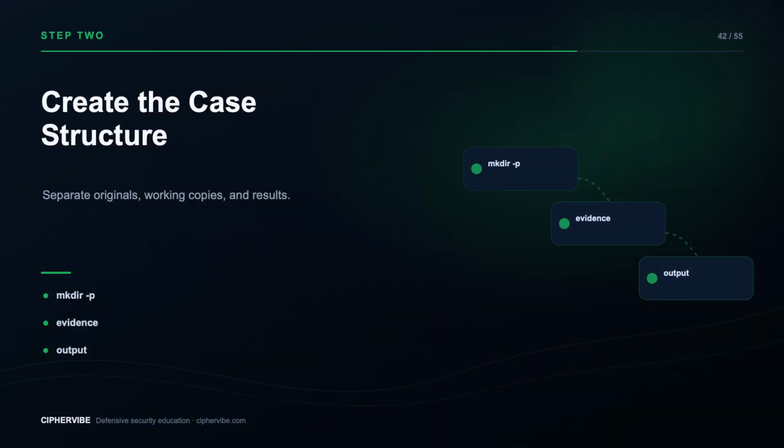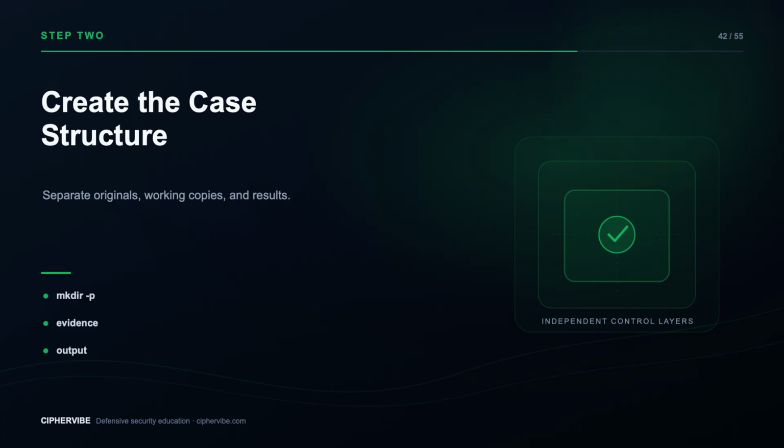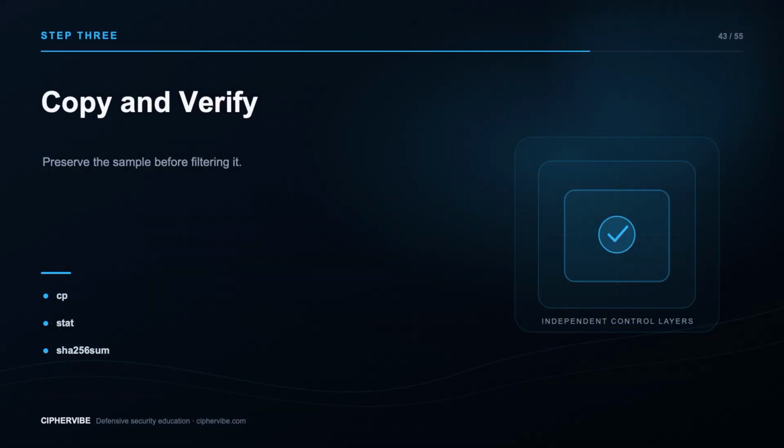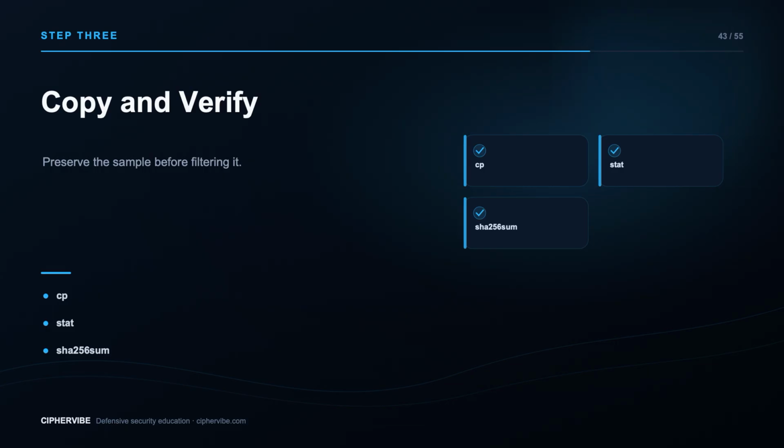Create evidence and output directories with mkdir -p. Clear structure matters. Originals stay separate, analysis works from a copy, and generated summaries have a known destination. This reduces accidental modification and reporting confusion. Copy the synthetic log into the evidence directory. Use stat to inspect metadata and sha256sum to record a content digest. A digest can help detect later changes. It does not prove who created the file or that its contents are truthful.